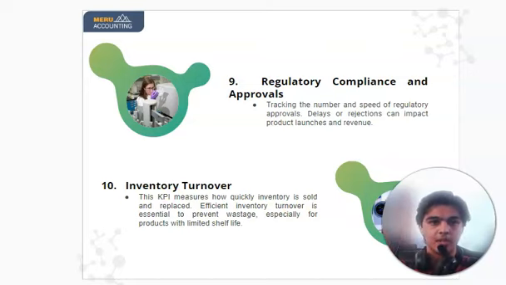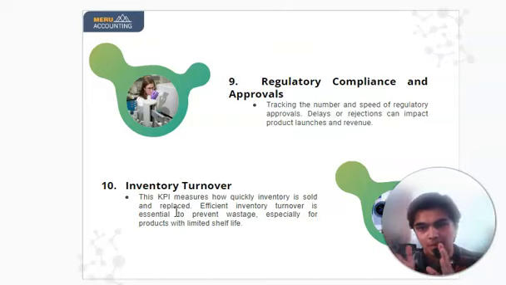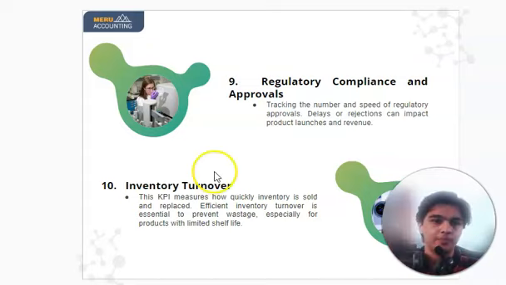Inventory turnover. This indicator will measure how quickly your inventory is sold or replaced. If your inventory is selling very quickly, then the turnover is good. Turnover is essential to prevent wastage, especially for products with limited shelf time. If the products have expiry dates, then it is essential.